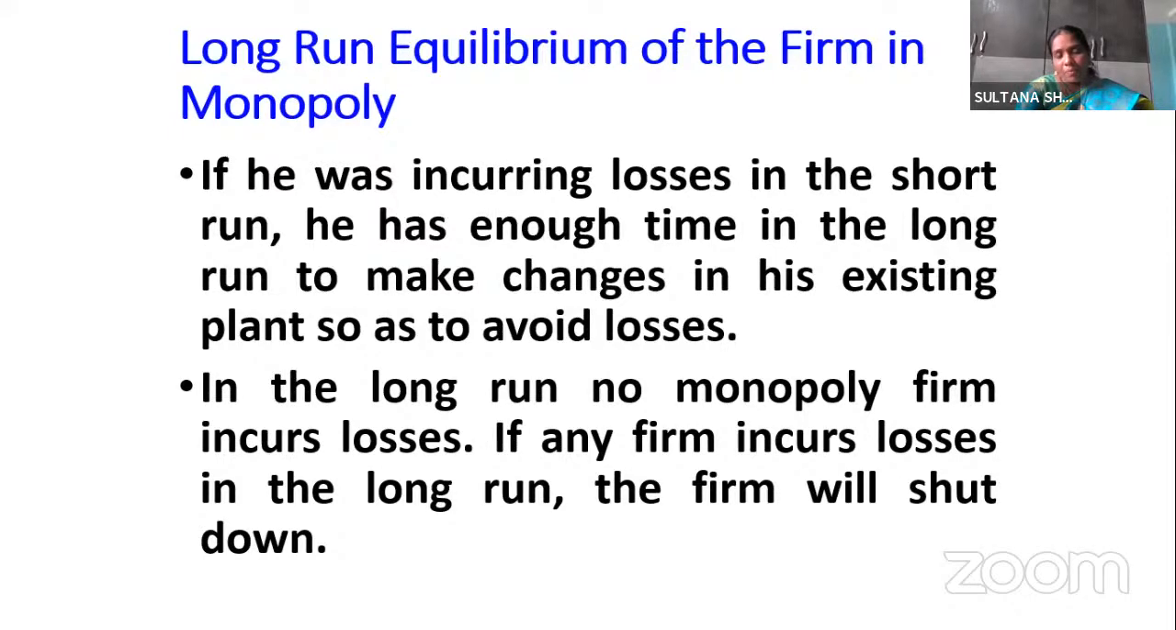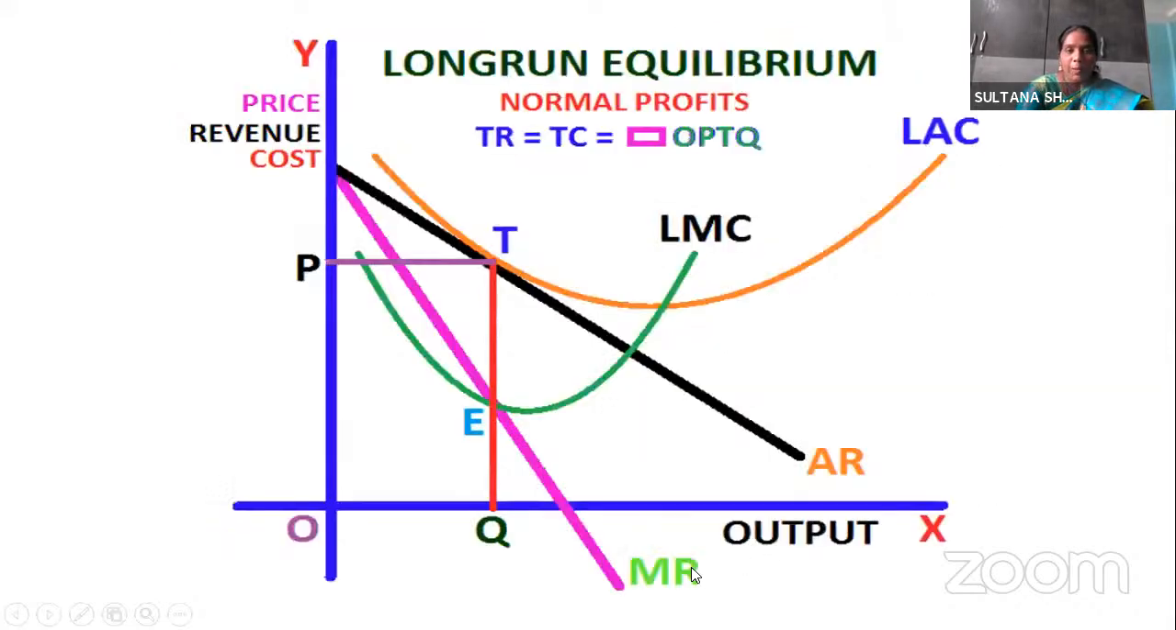He can adjust the supply, or he can adjust the price also. In the long run, no monopoly firm incurs losses. If any firm incurs losses in the long run, the firm will shut down. Shutdown means that the firm will be closed. So in the long run, you can observe the monopoly market equilibrium.